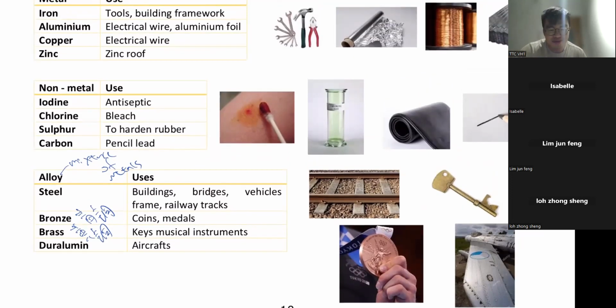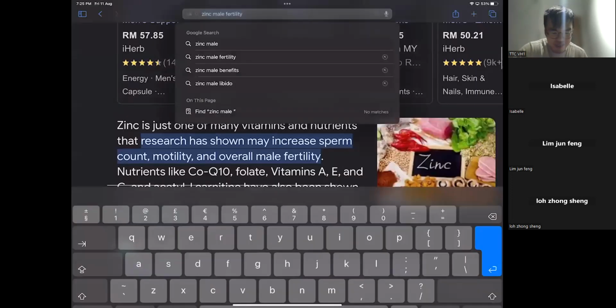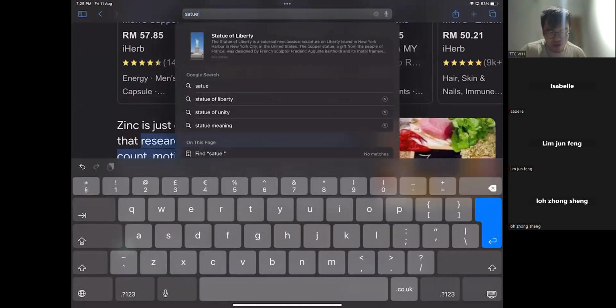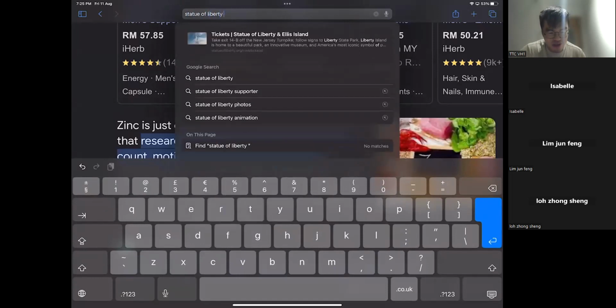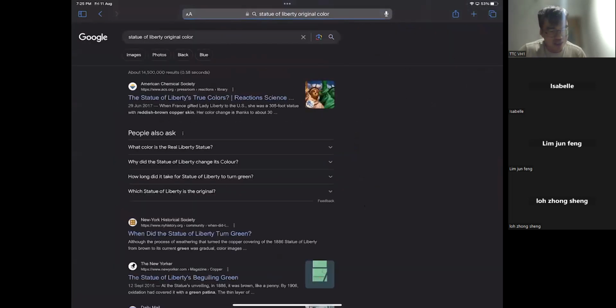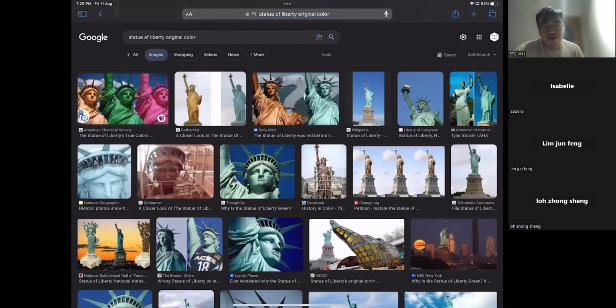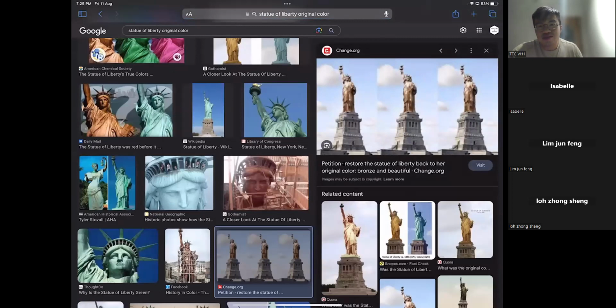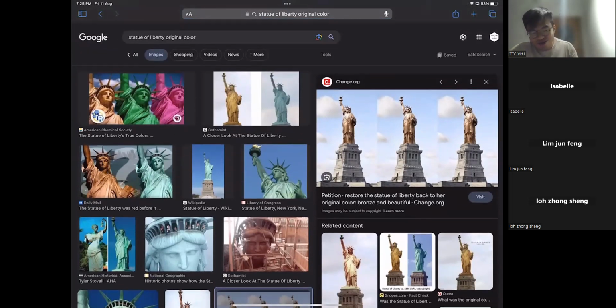Never seen it brown. Wait. Statue of Liberty original color. There, you see, it just looks weird. Used to look bronze. Now it just turns green. The pink one is, no, it's not pink.